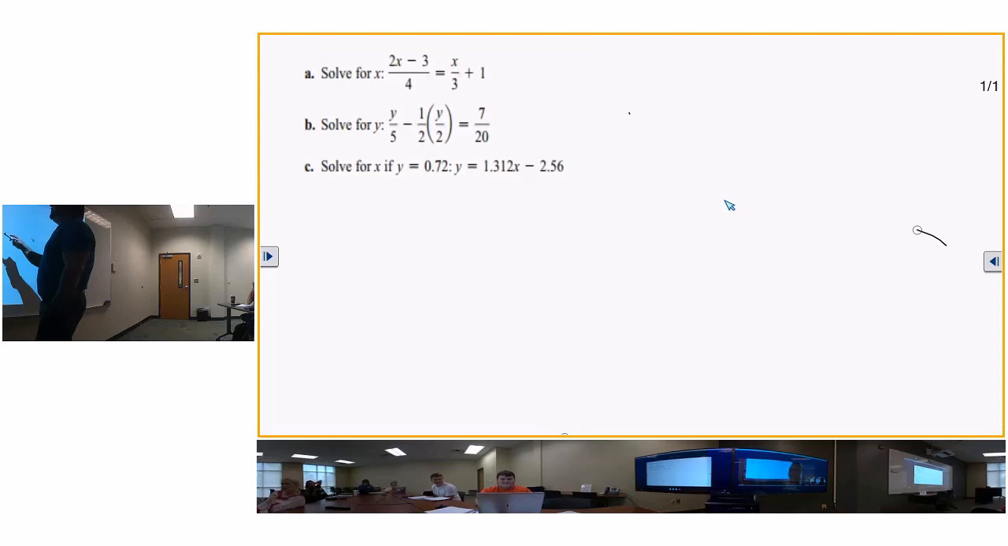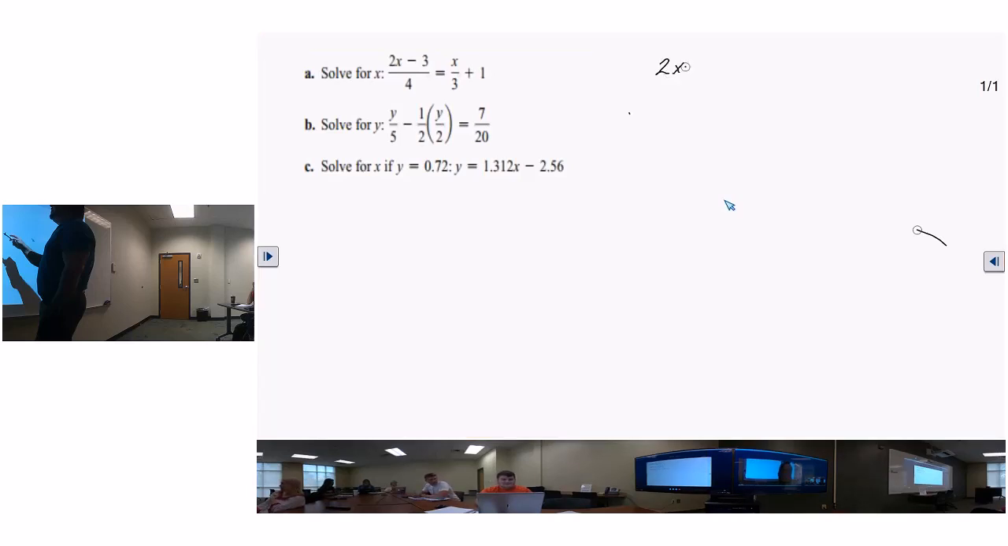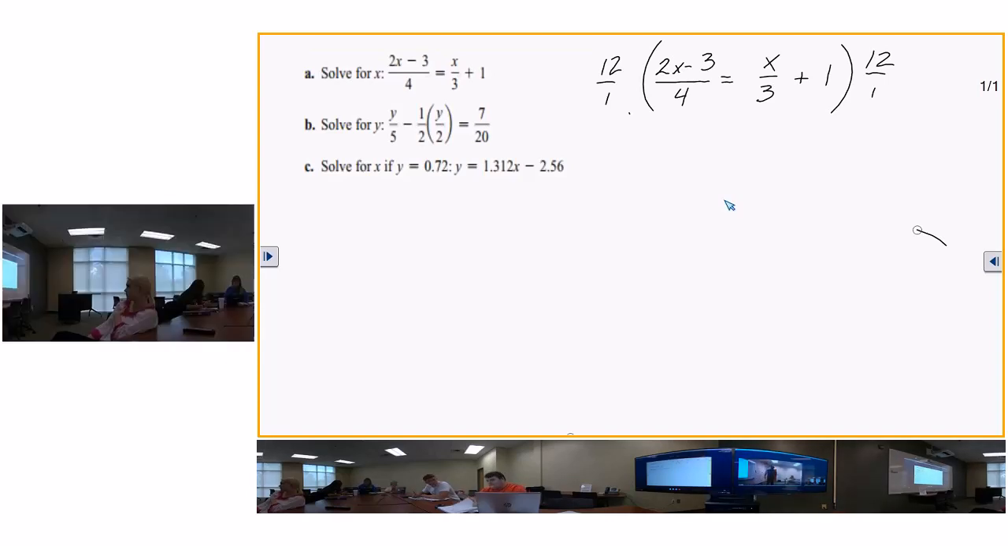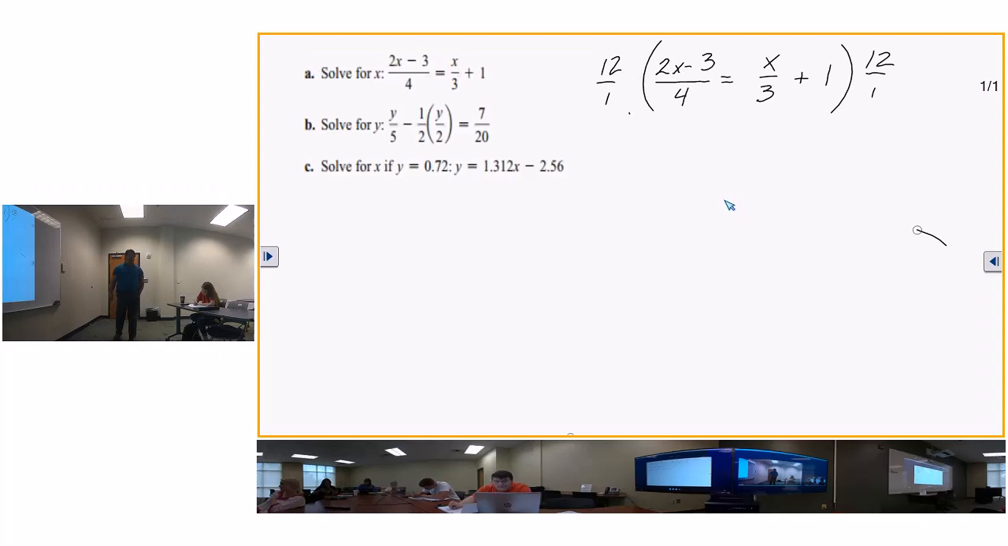All right, so we got the first one. 2x minus 3 over 4 equals x over 3 plus 1. Multiply through by what? 12. 12 over 1, Hubert. Do that. Multiply through or cancel, however you want to do it. Basically, it's going to clear the fraction. Then you distribute, combine like terms, and solve. This is a test question, just like that last homework question, the 2.1 question. That's a good test question. Anytime you're solving equations, that's going to make up a good portion of your test.